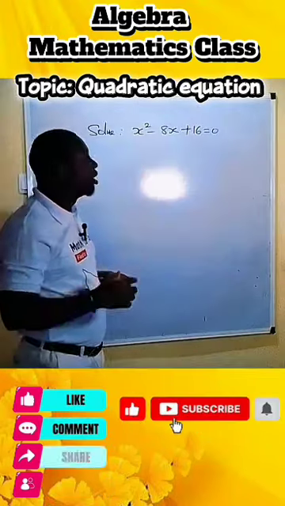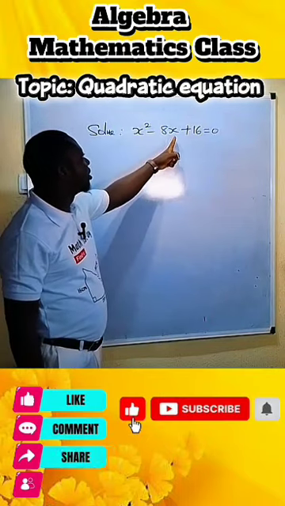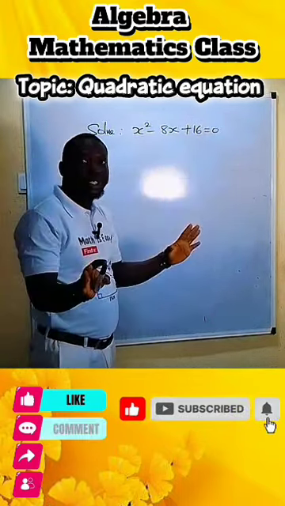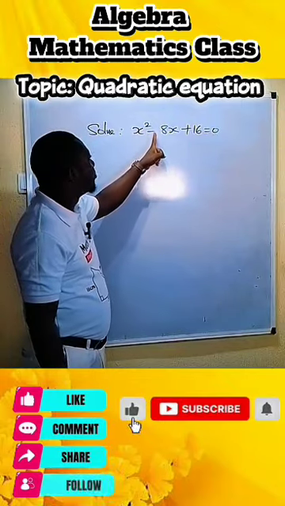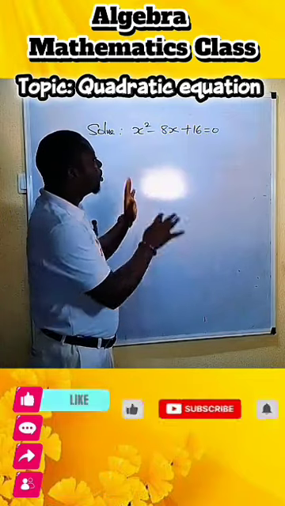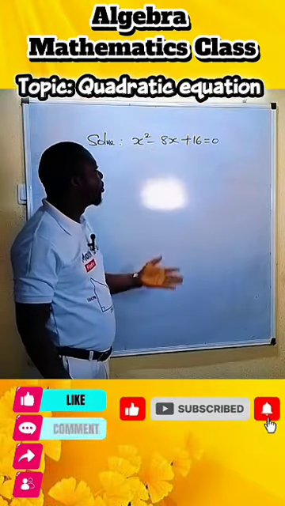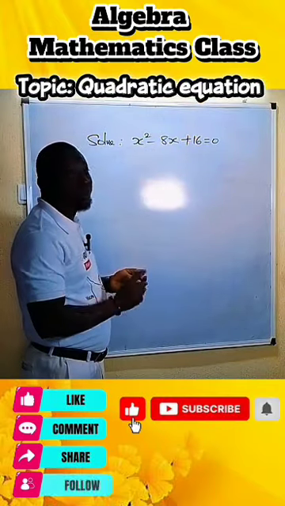Alright, let's continue. Now look at this question. It says solve s squared minus 8s plus 16 equals 0. That's the question. Now, I want to solve this using the factorization method.